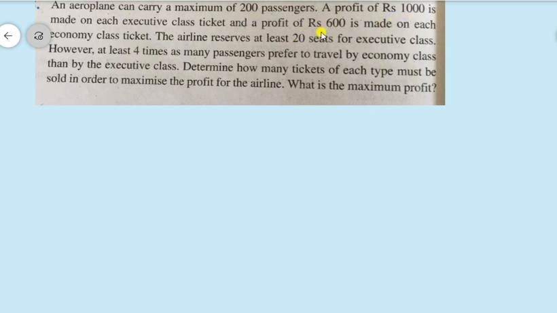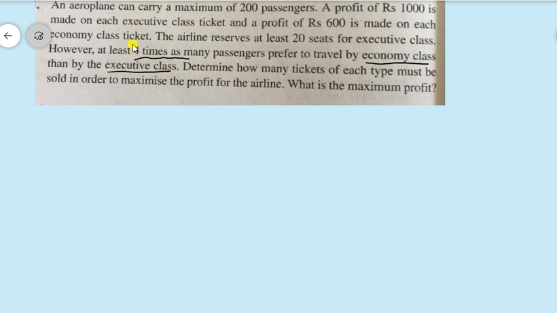A profit of 1000 is made on each executive class ticket and a profit of 600 is made on each economy class ticket. The airline reserves at least 20 seats for executive class. However, at least 4 times as many passengers prefer to travel by economy class than by executive class. Try to understand this particular point.